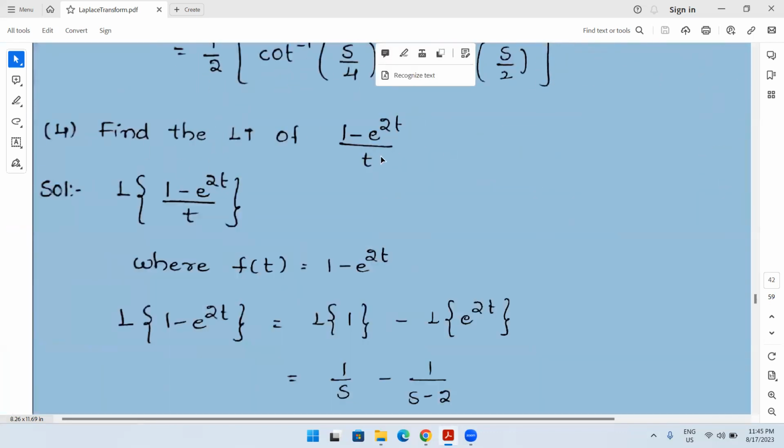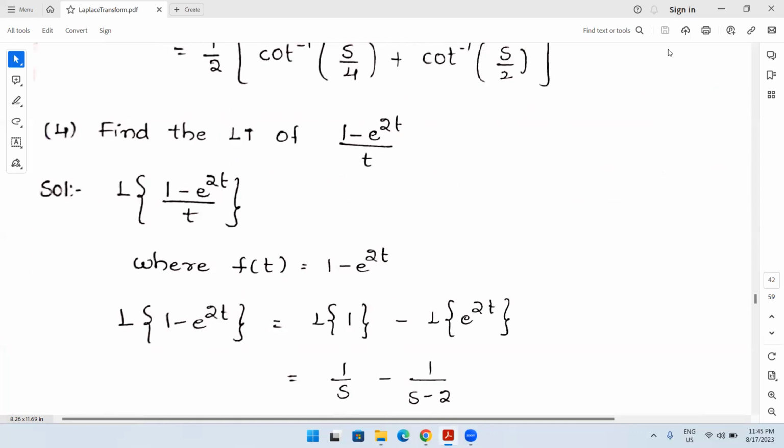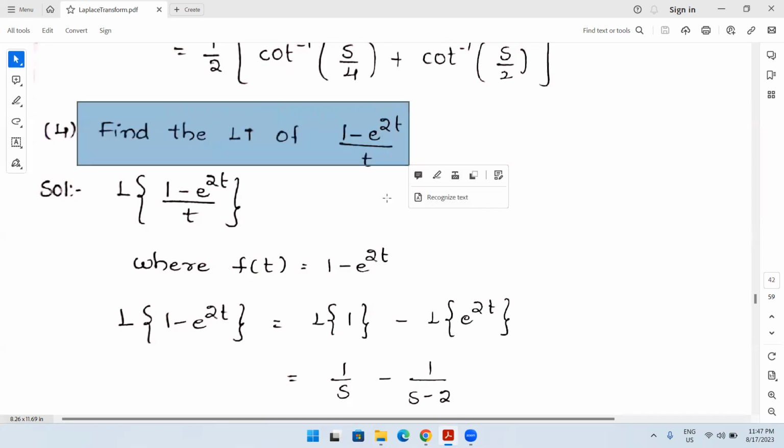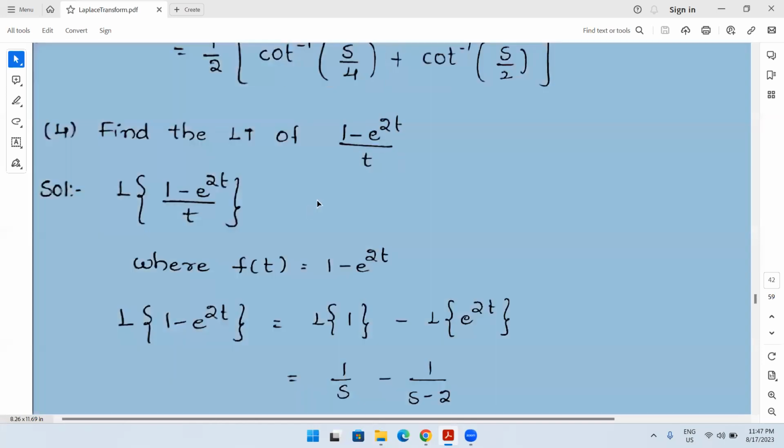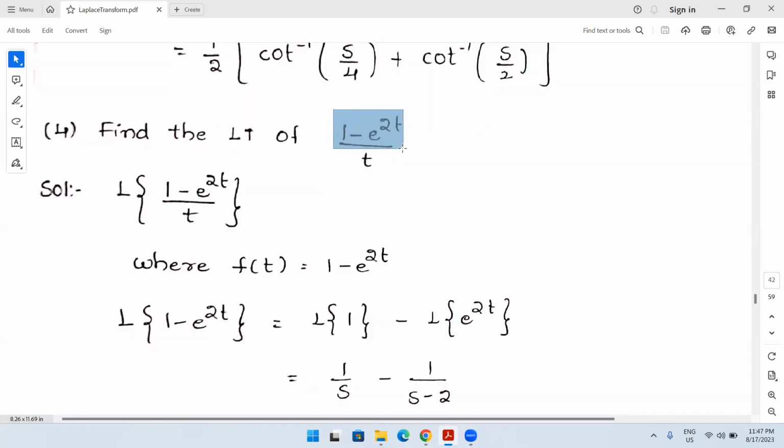Okay. So next we shall see another problem. Fourth problem we shall see. What is the fourth problem? Find the Laplace transform of 1 minus e power 2t by t. As usual, we ignore 1 by t and take 1 minus e power 2t as f of t.